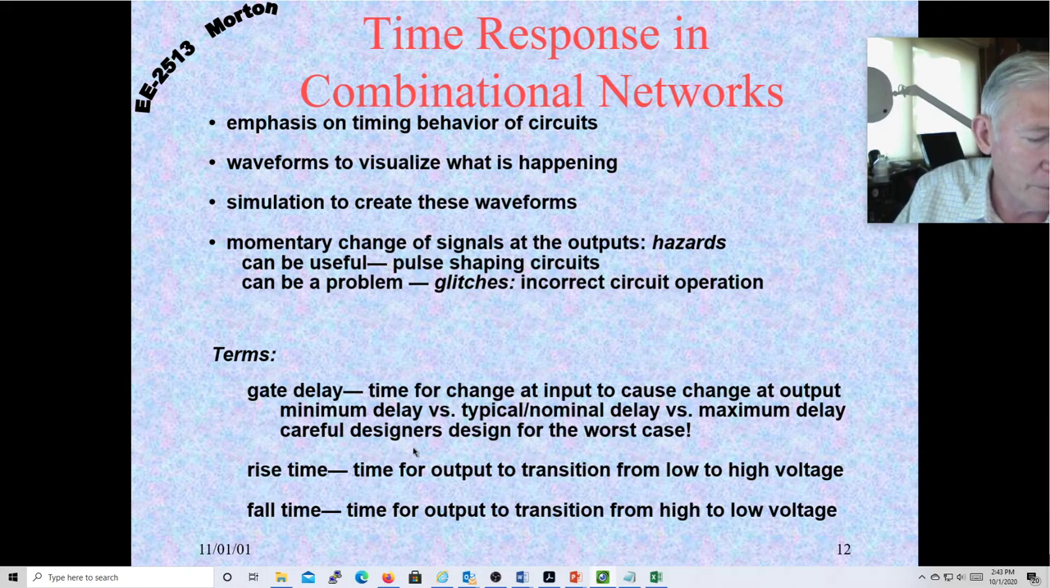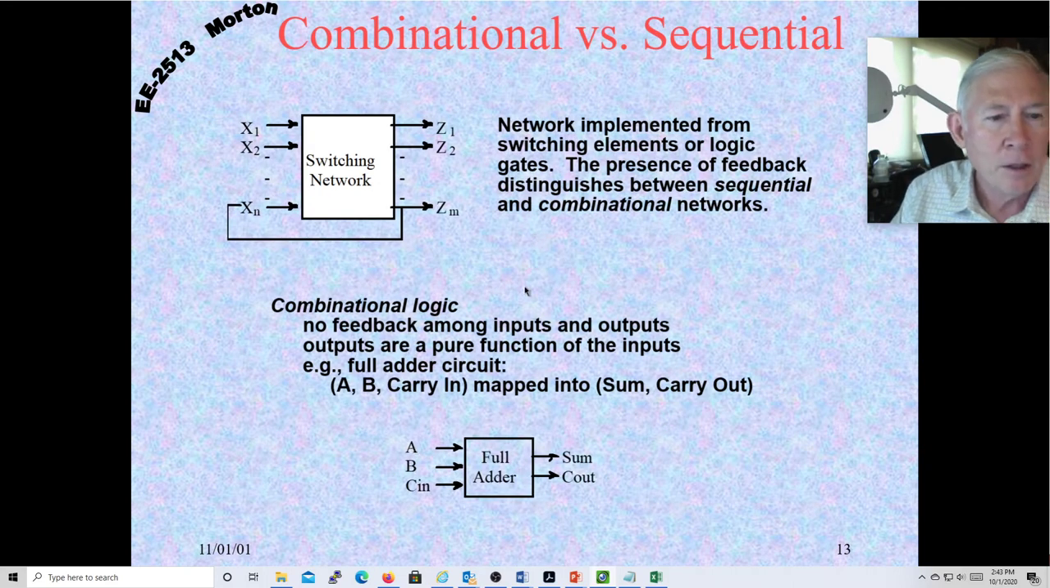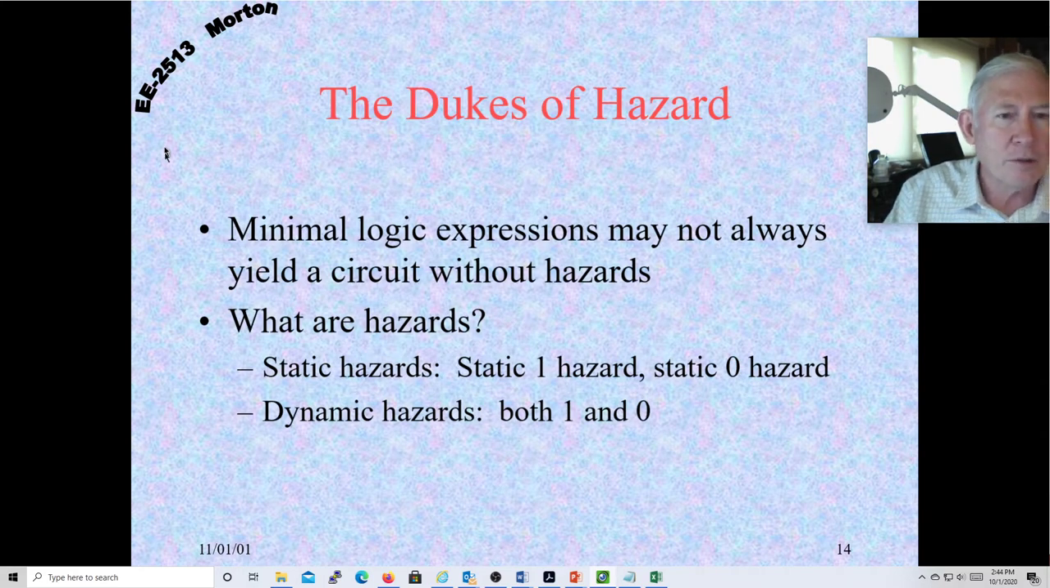Okay, so now we're getting close to where we're going to start thinking and talking about sequential logic, and pretty soon, once we finish with flip-flops, we'll have our next test, and we'll be into the final division of the course, which is sequential design. Okay, but let's talk about hazards.